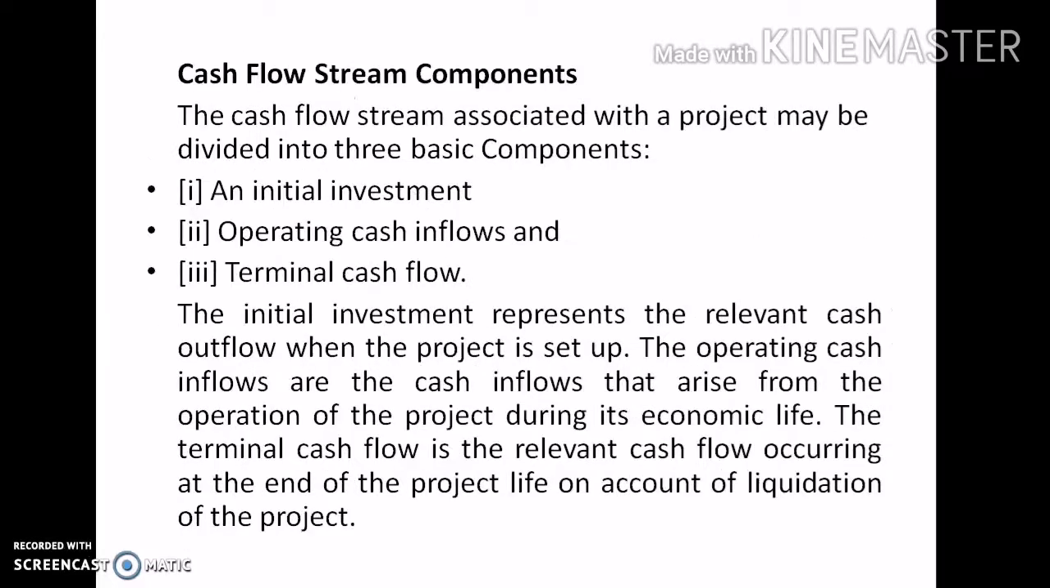There are three different components in a cash flow stream. They are an initial investment, operating cash inflows, and a terminal cash flow. An initial investment represents the relevant cash outflow when the project is set up. Therefore, these three cash flows occur in three different periods: the first in the beginning, the second during the operation, and at the end of the termination of the project, we will incur a terminal cash flow.